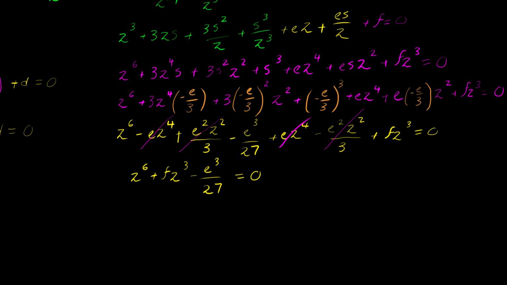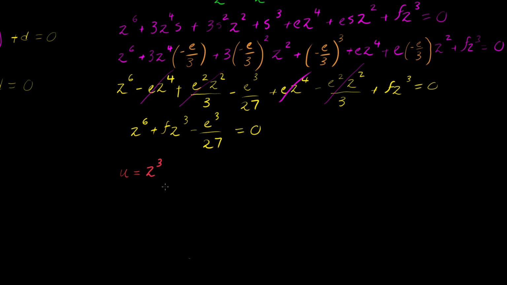So now let's make another substitution. We're going to let u equal z cubed. That's it. u is going to be equal to z cubed. So if we do that, we're going to be left with u squared plus f times u, and we're going to have minus e cubed over 27. And this is just a quadratic equation in terms of u. So we can solve for u, which is going to let us solve for z, which is going to let us solve for our y, which is going to let us solve for x.